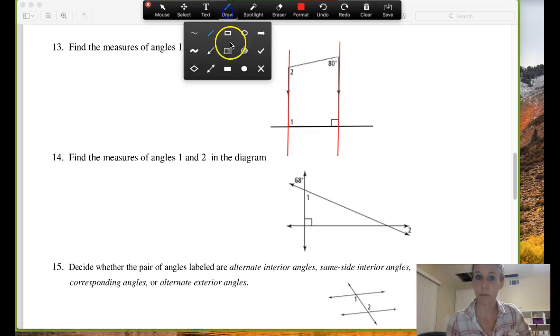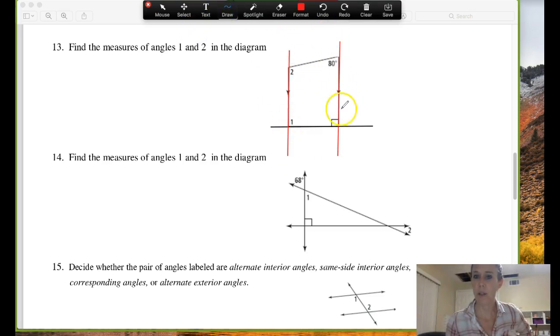Check the arrows out. Now, if two lines are parallel, these are same side interior angles, and same side interiors are not congruent. It's the only one that's not a congruent theorem. They are supplementary. They add to be 180. However, if that's 90, this also has to be 90 because 90 plus 90 is 180. So they happen to be congruent here. So the measure of angle 1 has to be 90.